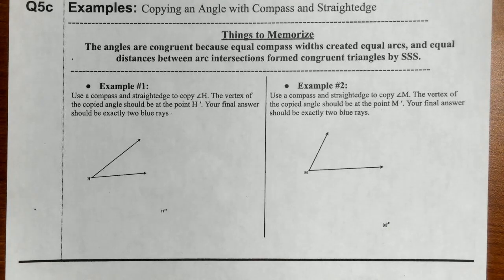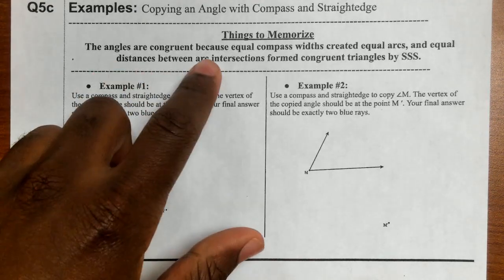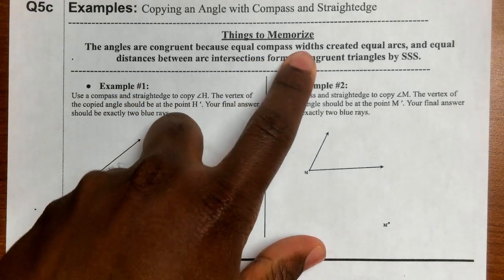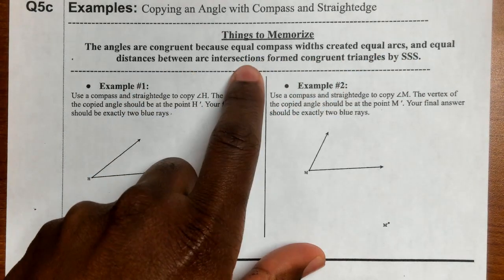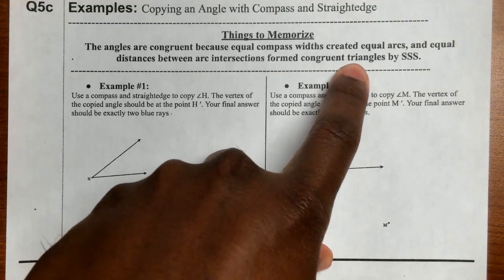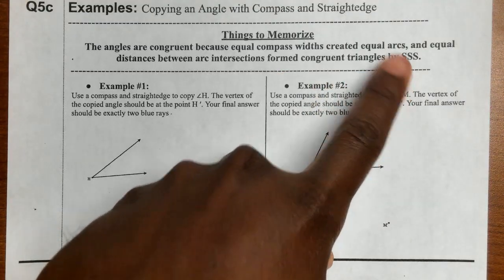Unit 6, Relationships in Triangles, question 5c. Question 5c wants us to copy an angle with a compass and straight edge. The angles are congruent because equal compass widths create equal arcs, and equal distances between intersections form congruent triangles by side, side, side.